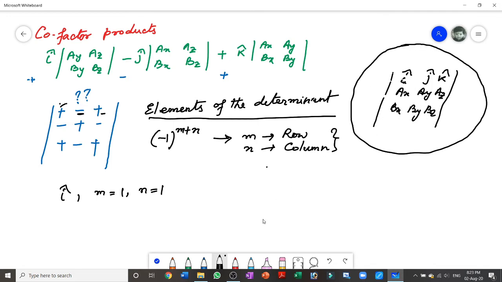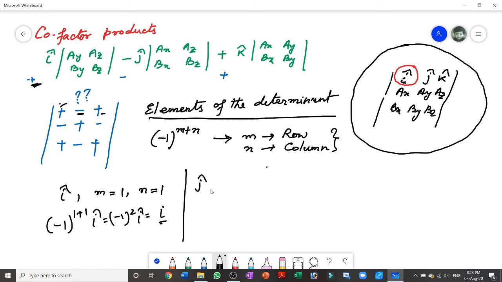So what is the place value of this i cap? You can see it is in the first row and in first column. So m and n both have a value of 1. So for i cap it is -1 to the power 1 plus 1 times i cap. That's why -1 to the power 2 is i cap only. So we get the sign plus.